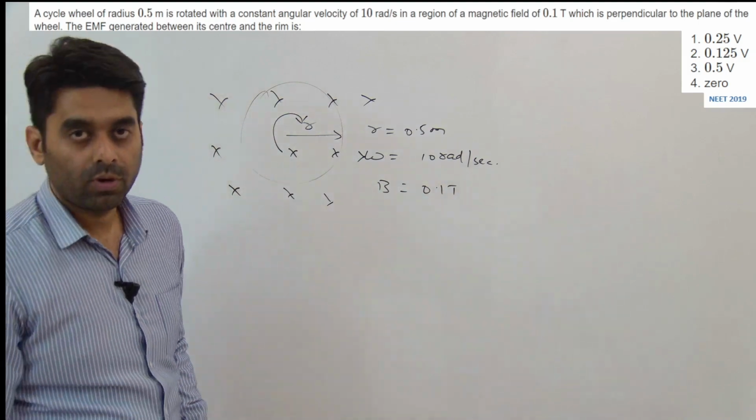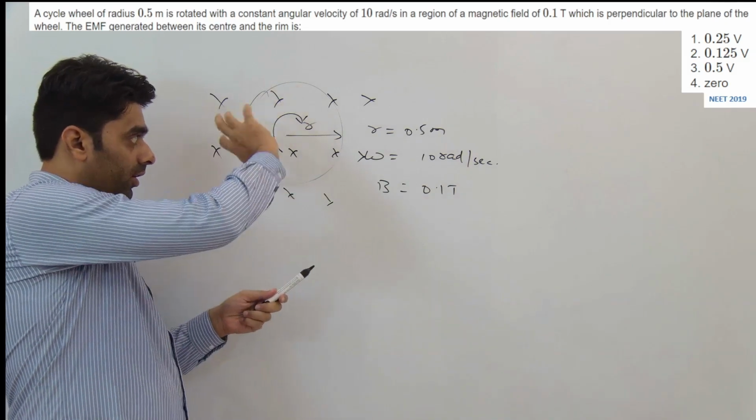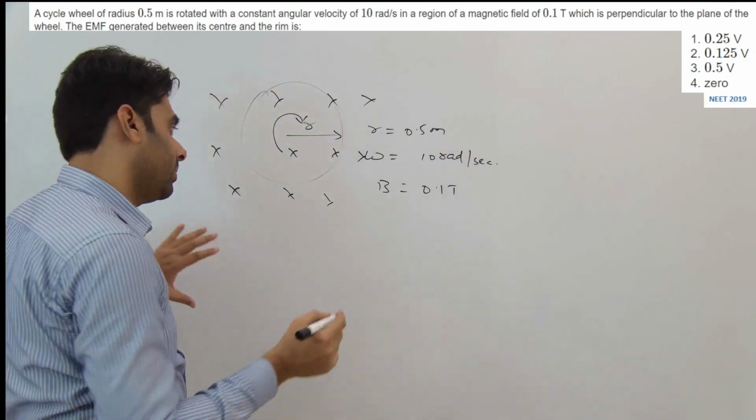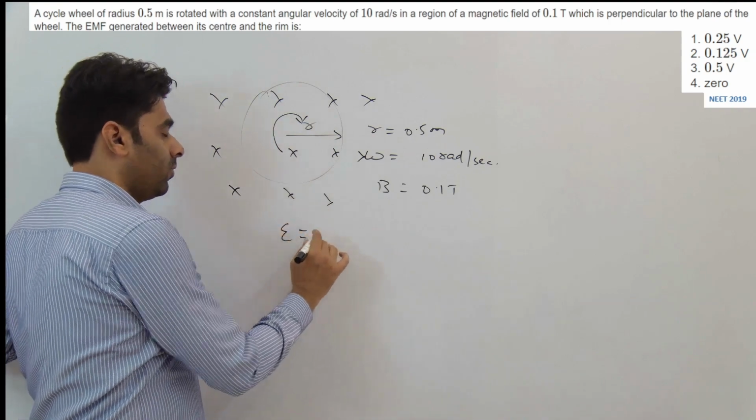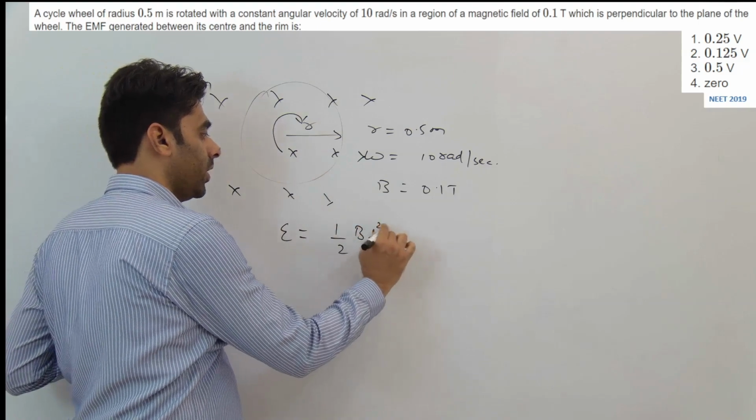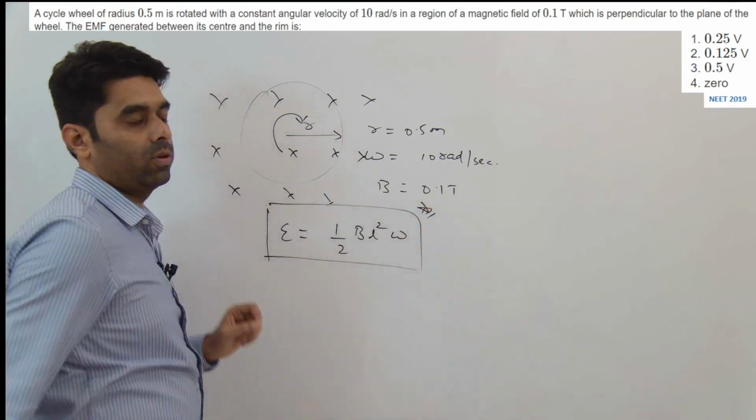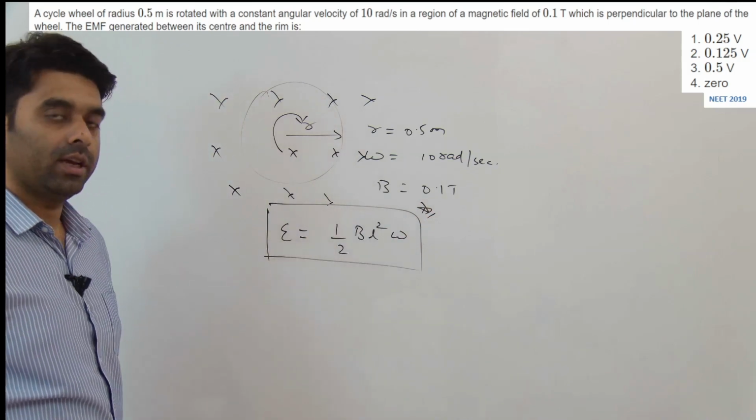Now, first of all, this question is from your motional EMF. Over here, the wheel is rotating, motional EMF. What can we write the result? Result for motional EMF can be written as 1 by 2 B L square omega. I hope you know this. If you don't know it, keep this in mind. For motional EMF, we can write it half B L square omega.